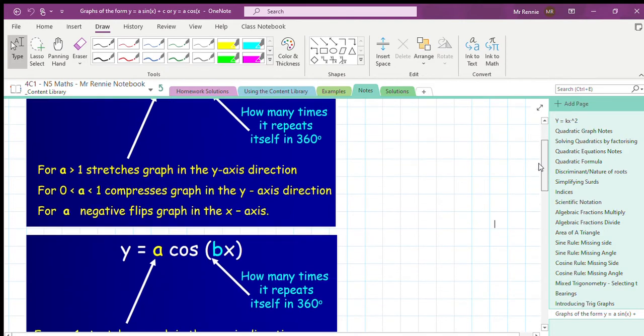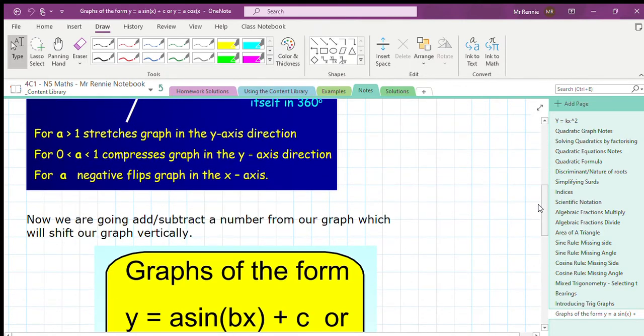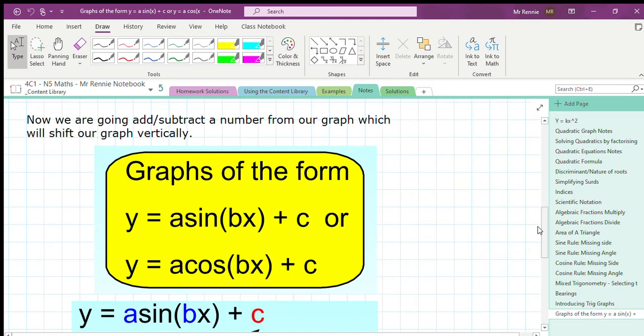What we're going to look at today is graphs of the form y equals a sin bx plus c or y equals a cos bx plus c. So we're adding a value. We've got our normal graphs, but we're adding or subtracting a number from it. So c is just a value, it could be plus 3 at the end, it could be minus 2. The question is, what does this c do? What it actually does is it shifts the graph vertically.